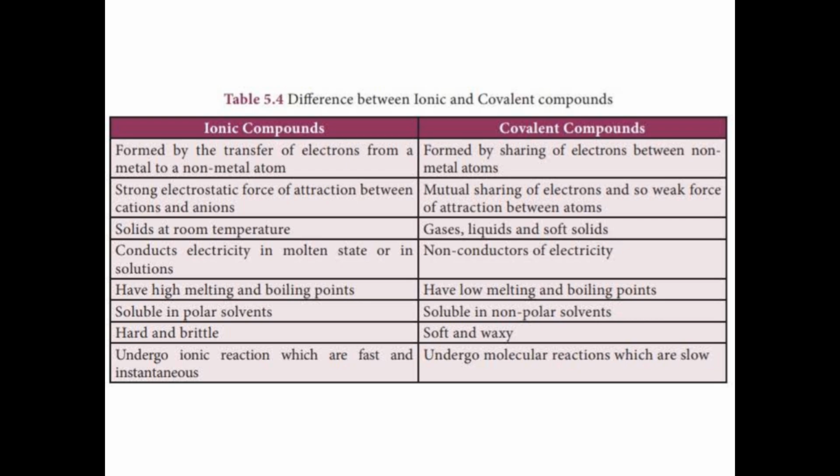Ionic compounds are hard and brittle. Covalent compounds are usually soft and waxy. Ionic compounds undergo ionic reaction which are fast and instantaneous, while covalent compounds undergo molecular reaction which are slow. So these are salient differences between covalent and ionic compounds.